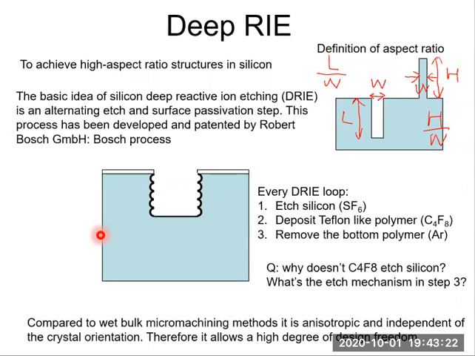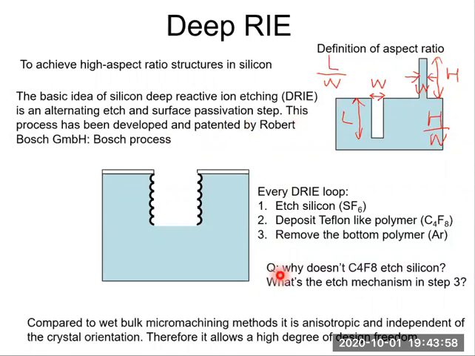So this is the etching process of deep RIE. This is how a deep trench is etched using the Bosch process. This is a repeat of etching, deposition, and the removing of the bottom polymer layer. So this is the deep RIE process.